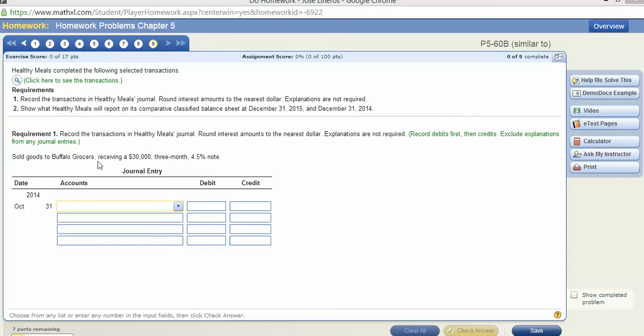They didn't pay you in cash, though. Notice you didn't get any cash for selling it. Instead, what you got is a $30,000 3-month note that accrues 4.5% a year. Notice it's 4.5% per year. It's not 4.5% every 3 months. So basically, what you're going to get the benefit of is the interest for an entire year over the course of 3 months. Let me show you what I'm talking about.